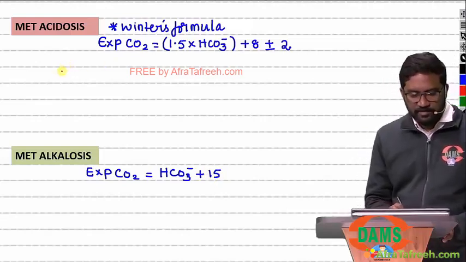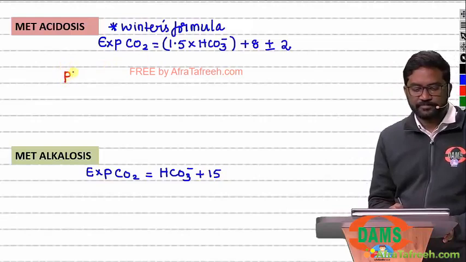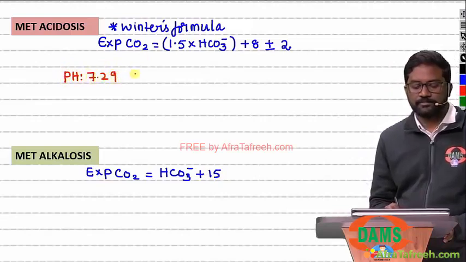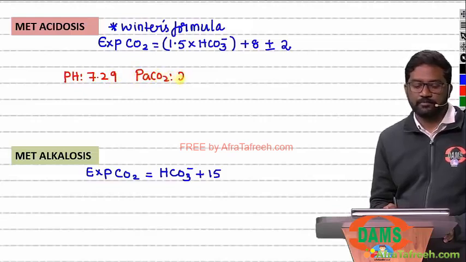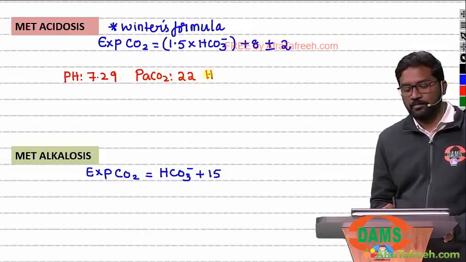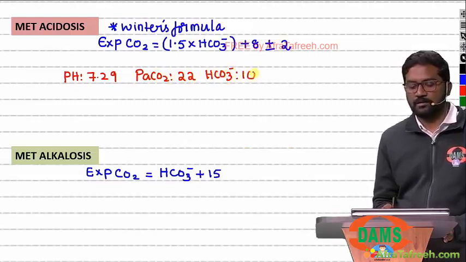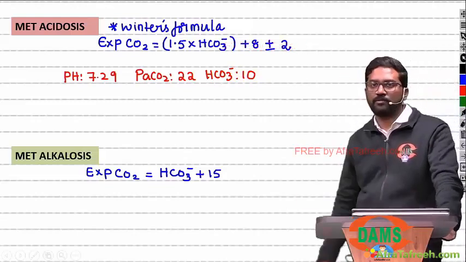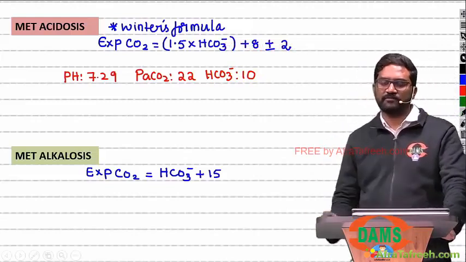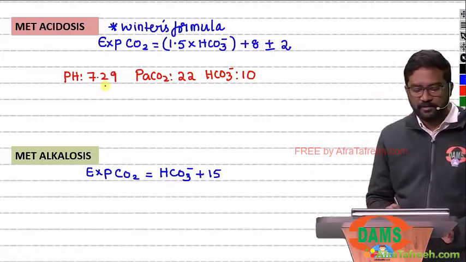Now there was a patient with pH 7.29, PaCO2 22, bicarbonate is 10. Identify the primary disorder and also calculate compensation. Very simple. Draw arrow marks.